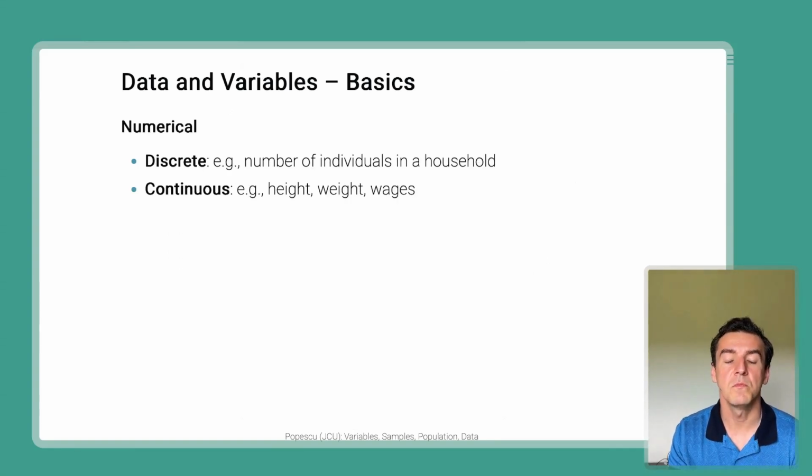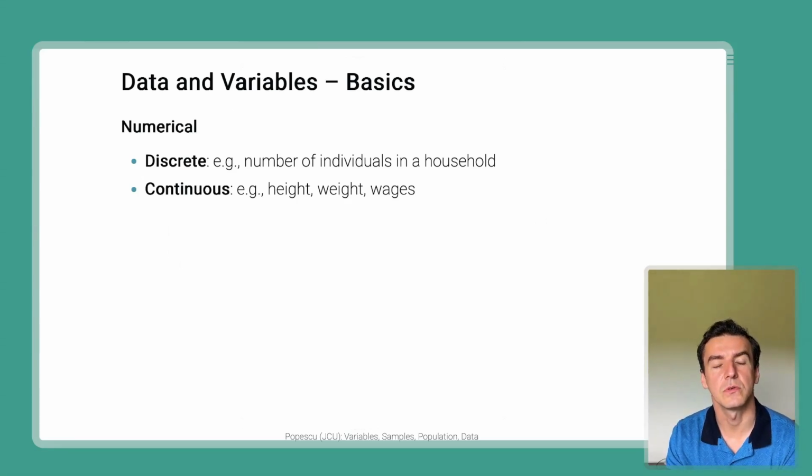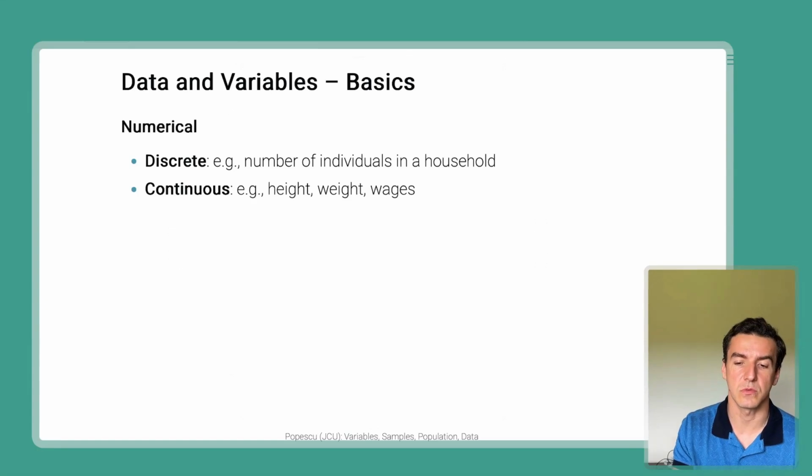We can also have numerical variables, such as discrete, such as the number of individuals in a household or number of students in a classroom. You can also have continuous variables. These are types of variables that have decimals. So things like height, weight, wages.